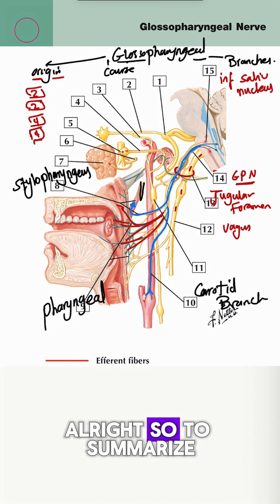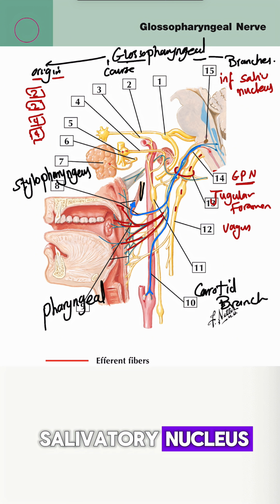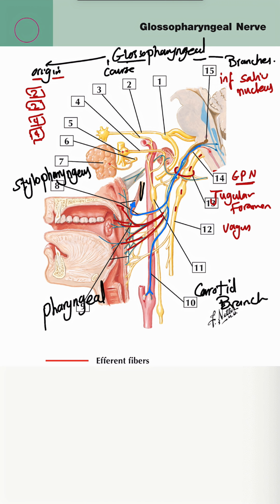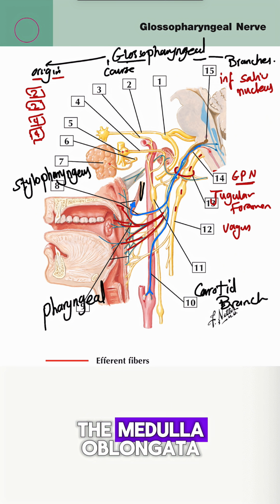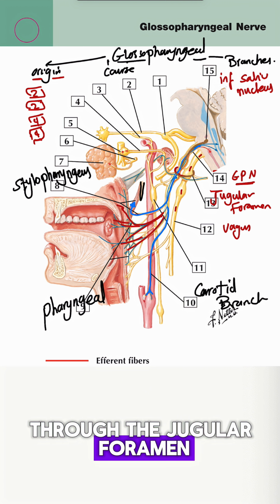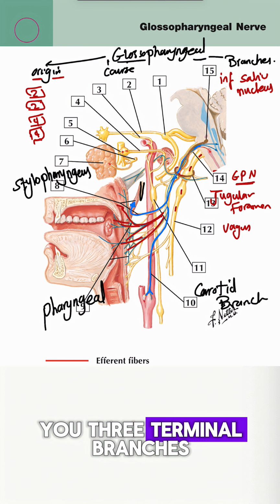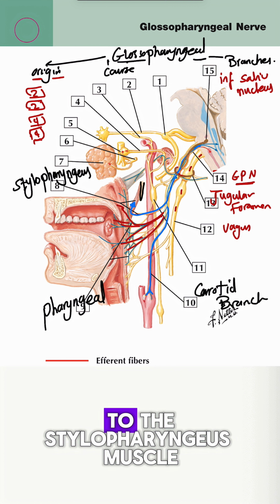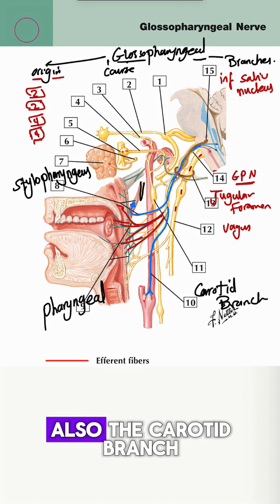All right? So to summarize, you have the glossopharyngeal nerve coming from the inferior salivatory nucleus, and it leaves the brainstem through the anterior or anterolateral surface of the medulla oblongata. It goes down and exits the cranial cavity through the jugular foramen in company with the vagus nerve, and then it gives you 3 terminal branches. These are the branch to the stylopharyngeus muscle, the pharyngeal branches, and also the carotid branch.